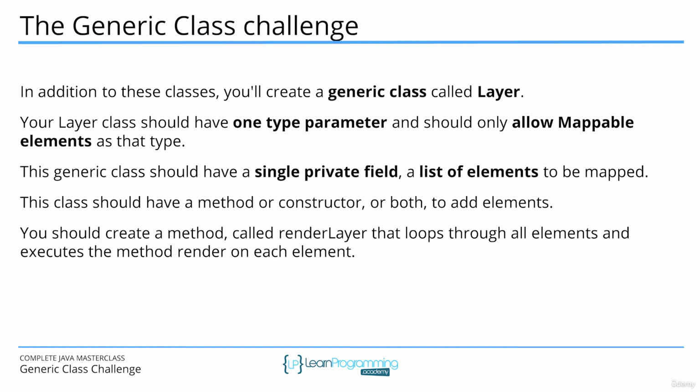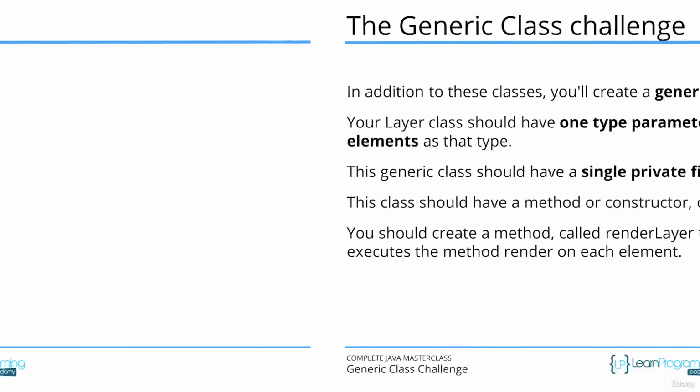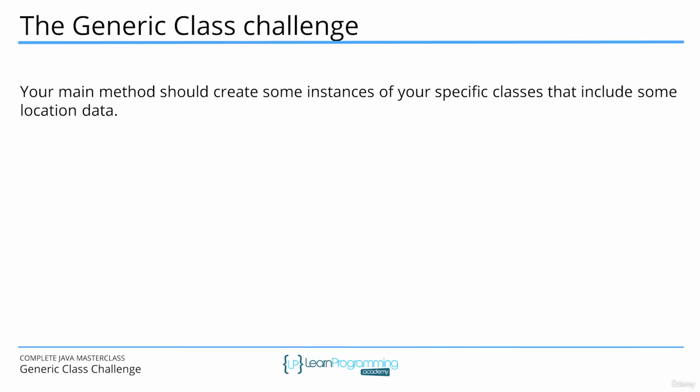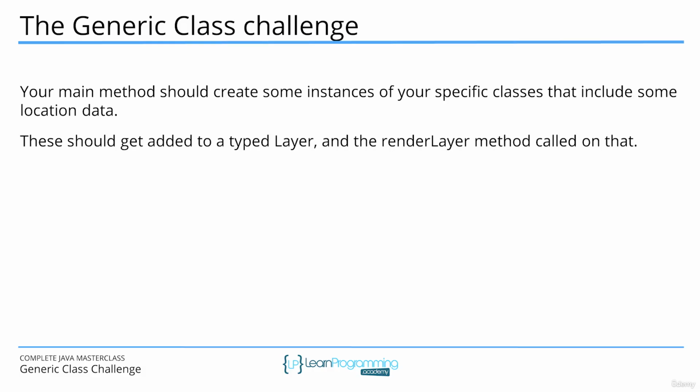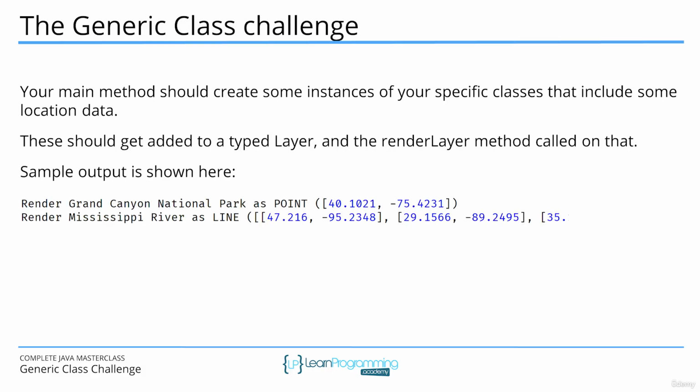You should create a method called renderLayer that loops through all elements and executes the method render on each element. Your main method should create some instances of your specific classes that include some location data. These should get added to a typed layer, and the renderLayer method called on that. Sample output is shown here. Okay, so pause this video and see if you can build something along these lines. If you get stuck, come back and we'll walk through this together.